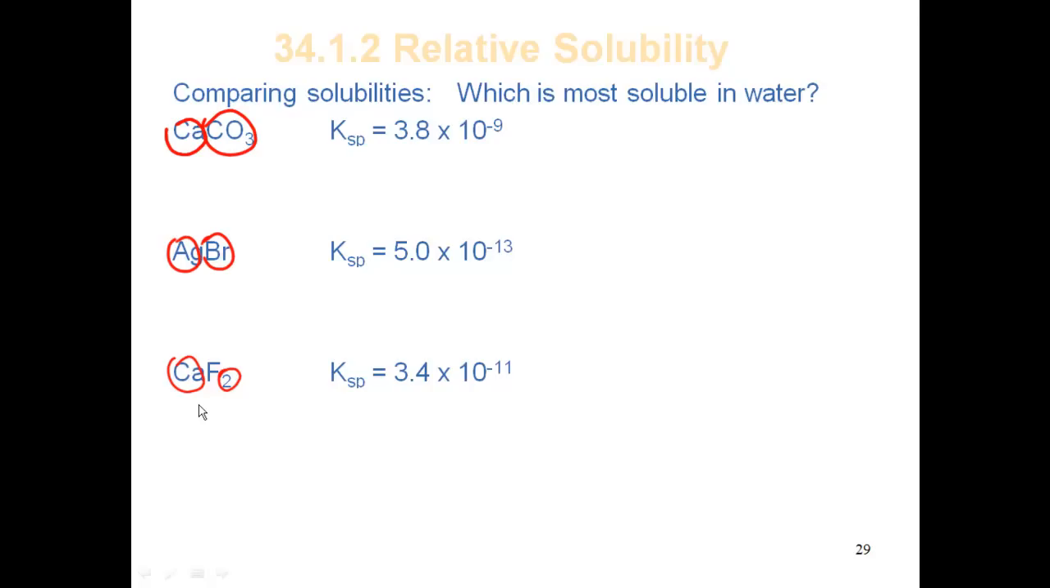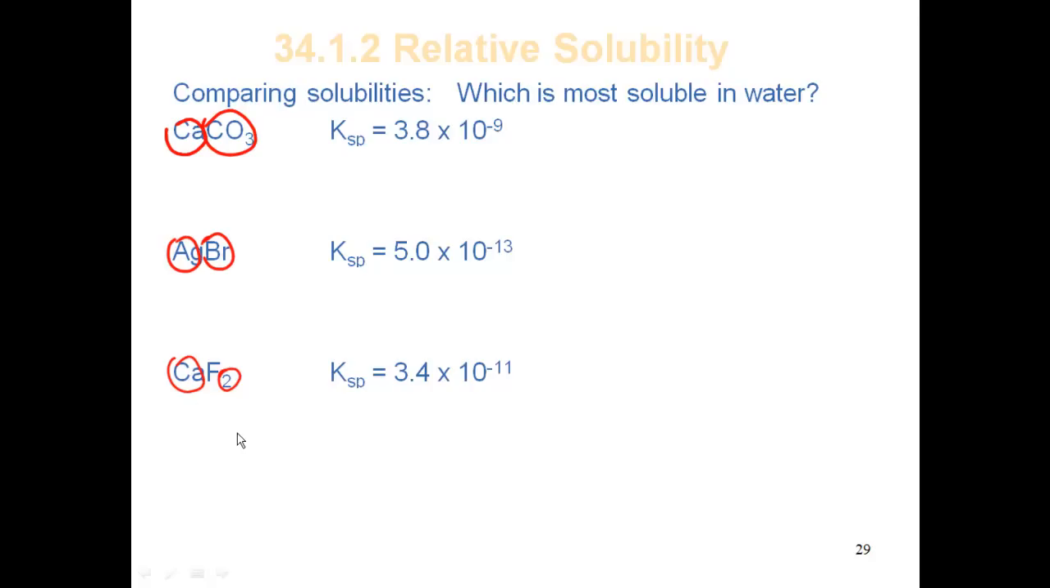I can look at the KSP of calcium carbonate as 3.8 times 10 to the negative 9th, and silver bromide's KSP is 5.0 times 10 to the negative 13. Since KSP is larger for calcium carbonate, I can say that it's more soluble than silver bromide. But we're comparing apples and apples. What do I mean by that? Let's go ahead and calculate the molar solubilities so I can show you.